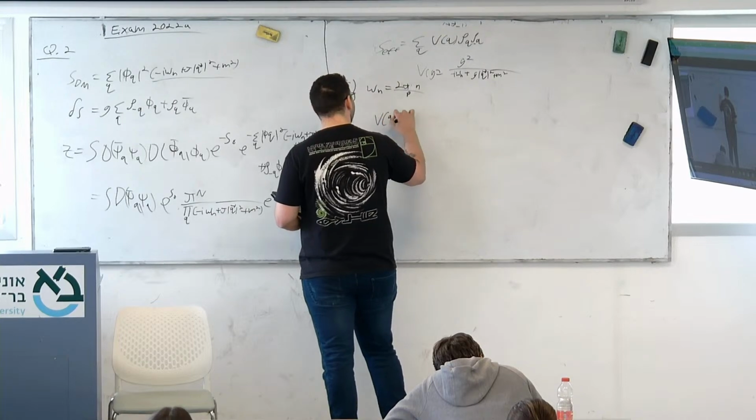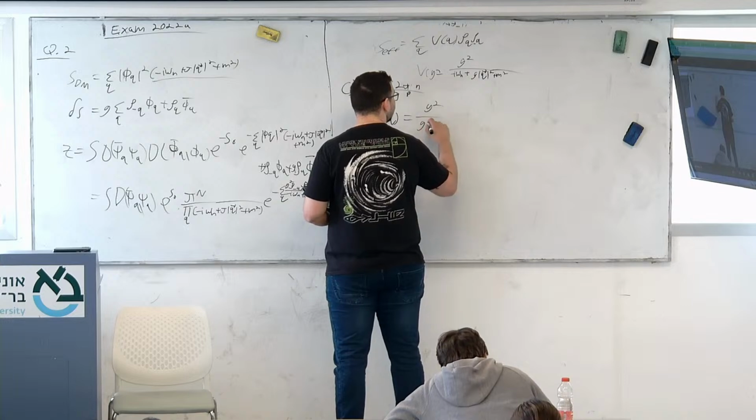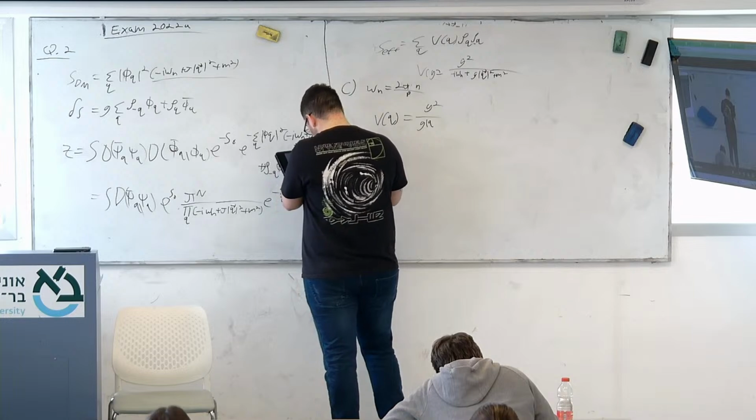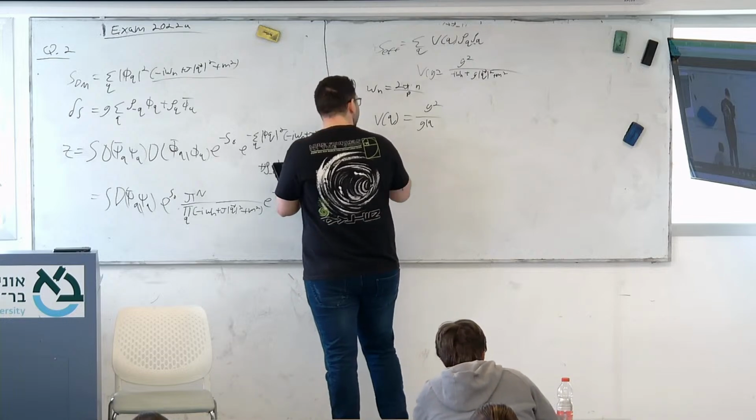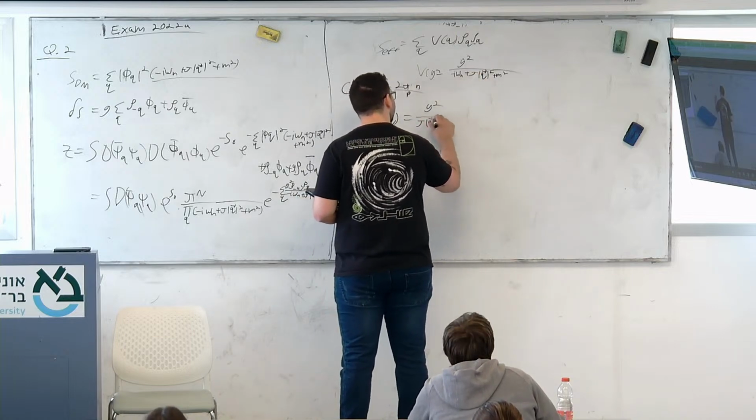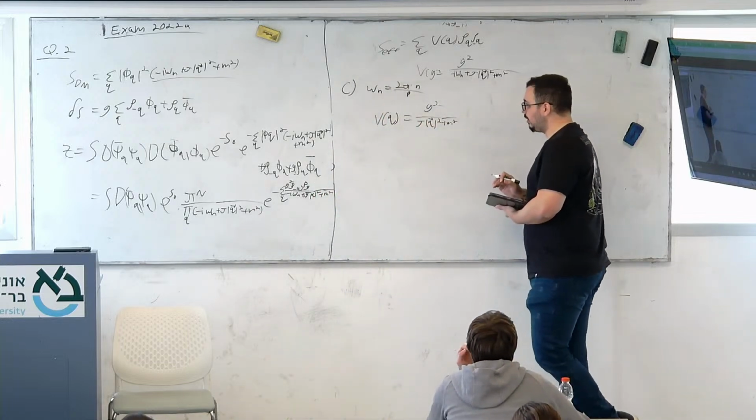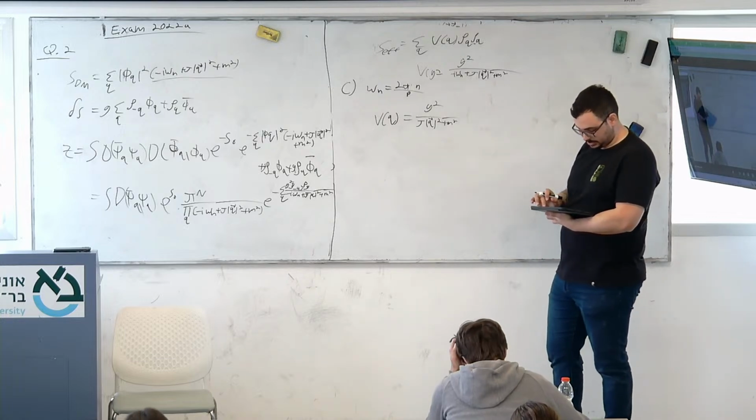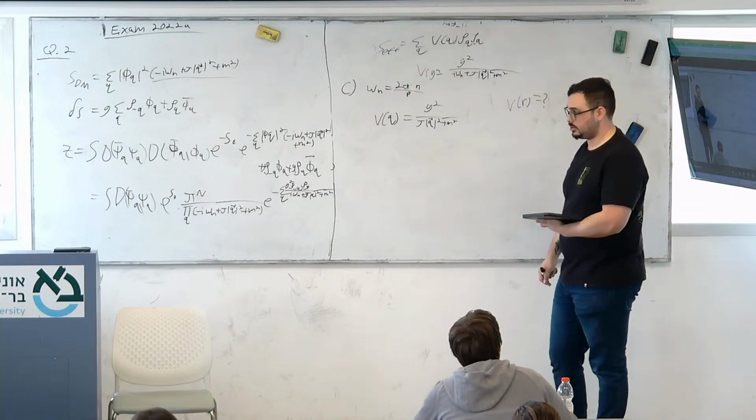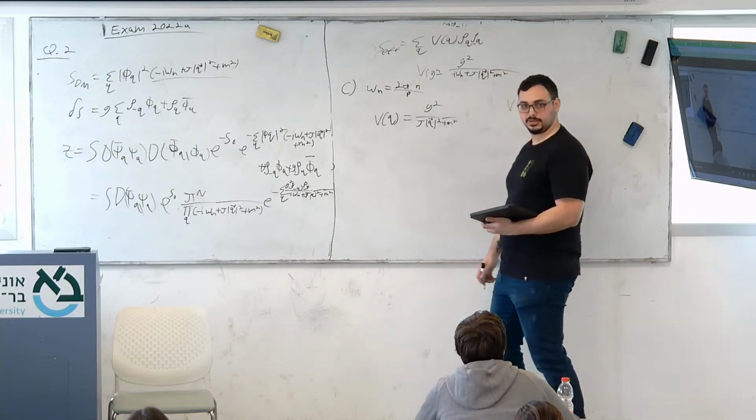So VQ will equal G squared divided by J Q squared plus M squared. Did I invent a constant? J. Oh, sorry. J. And the question simply asks of us what is VR in this case. So to find VR, we just need to do the reverse Fourier transform.